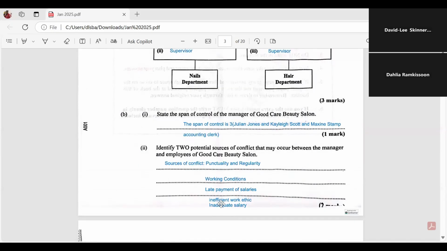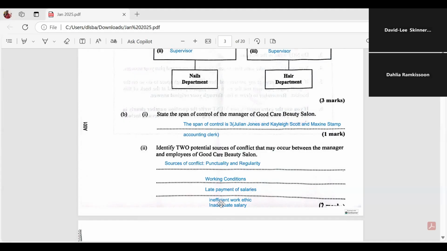Technically. And then two, identify two potential sources of conflict that may occur between the manager and the employees of Good Care Beauty Salon. Right, so anything you could think of that could cause conflict, you could put here, right? So I have punctuality and regularity. If you're coming late all the time or you're missing a lot of work, that could cause conflict between you and the manager because the manager is not gonna like that.